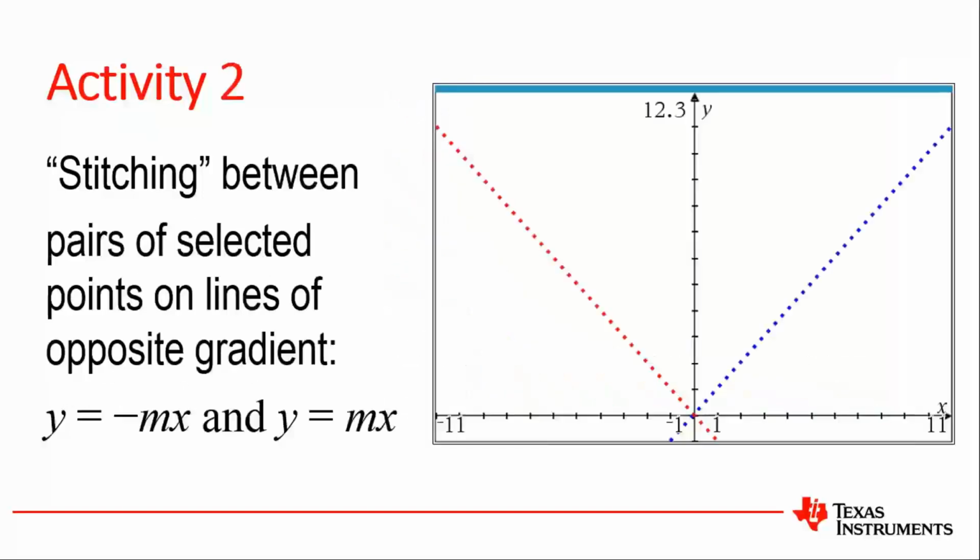In Activity 2, we changed things a bit so that now we have the lines not being the axes, but the guidelines, if you want to call them that, are lines that have opposite gradients. And I've written that down here at the bottom of this slide as y equals negative mx and y equals positive mx. So in a way, then, we're turning the stitching a little bit in an anti-clockwise direction.